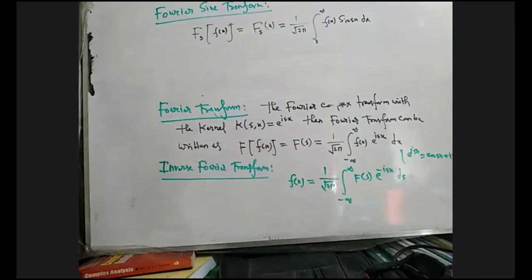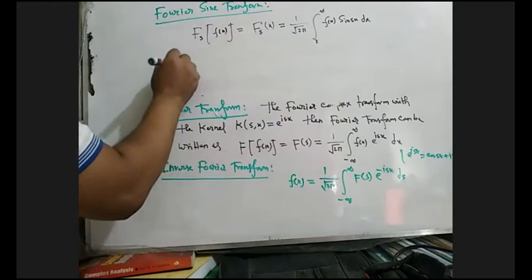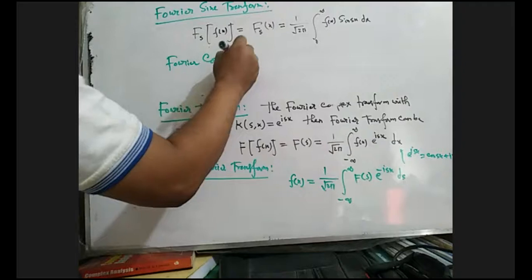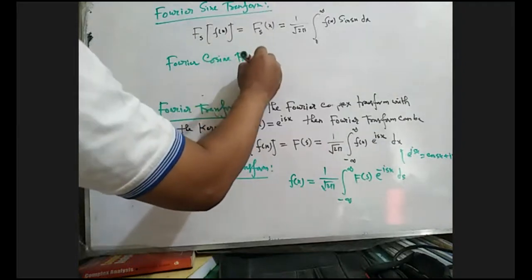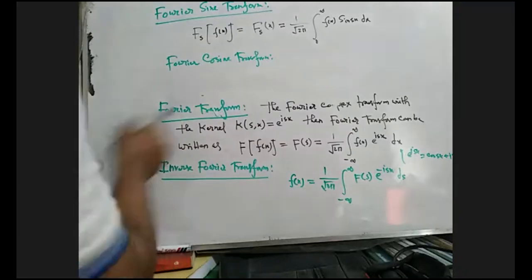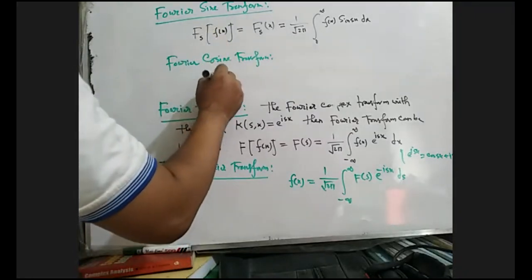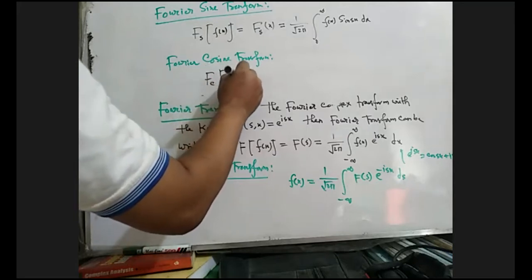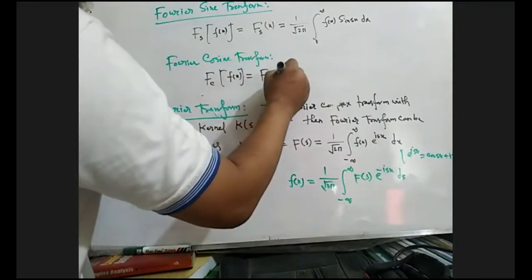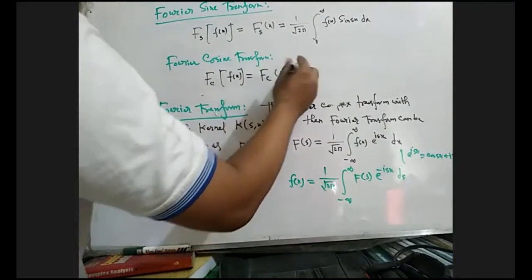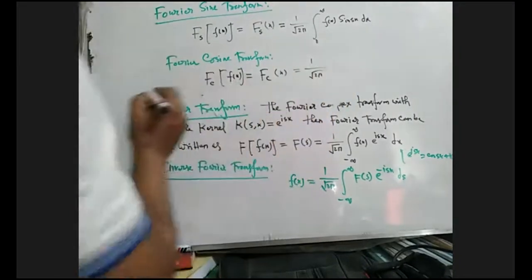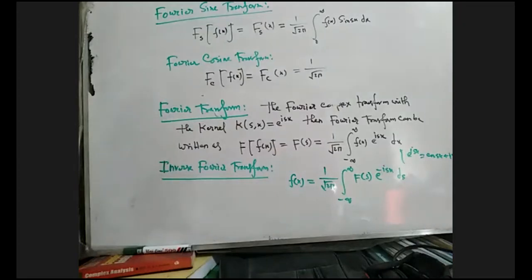Now the Fourier cosine transform. Similarly, the Fourier cosine transform can be written from here. This will be F_c of f of x. The Fourier cosine transform of f of x can be written like this: 1 by root over twice pi.